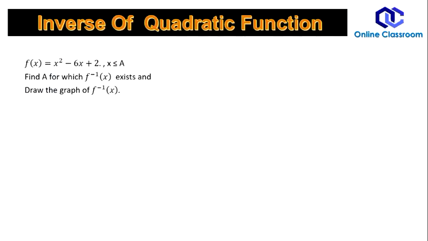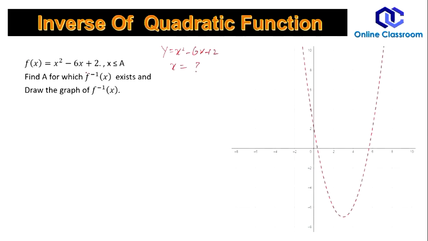A similar example: we have x squared minus 6x plus 2. Now student, never attempt to make x the subject. If you start like this, y equals x squared minus 6x plus 2, and try to get x as the subject, you can't. You need to convert this quadratic into completing square form first. You see, I have made the completing square form. You have done this in the chapter of quadratics.